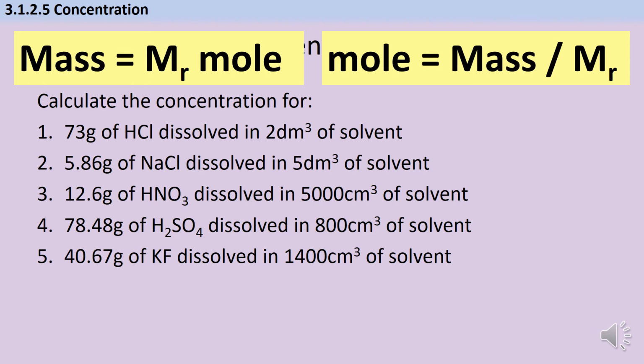So we're going to take each one of these questions in turn, and to start with, we're just going to work out how many moles of each one we've got. So 73 grams of hydrochloric acid, my relative formula mass for hydrochloric acid is going to be 1 for hydrogen plus 35.5 for chlorine. And of course, 73 divided by 36.5 is going to give us 2 moles. So just pause the video quickly and try the next 4, just working out how many moles of each chemical you have.